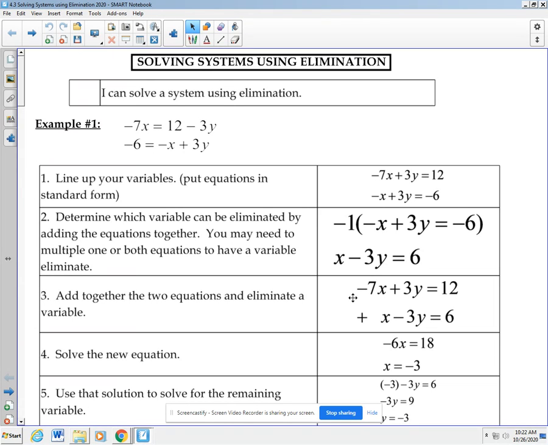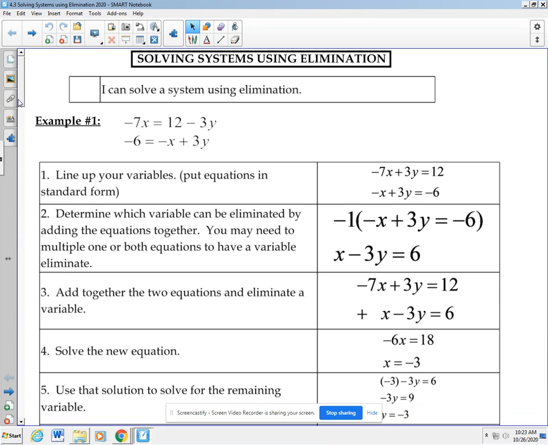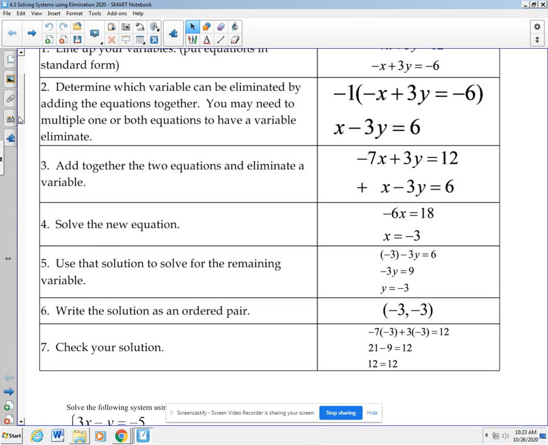Step number one, line up your variables, put equations in standard form. Step number two, determine which variable can be eliminated by adding the equations together. Step number three, add the equations, and step number four, solve the equations. So right away, let's go and actually look at one example.